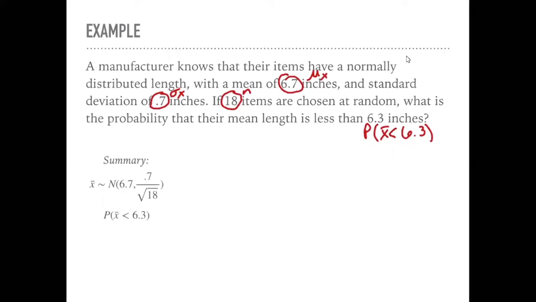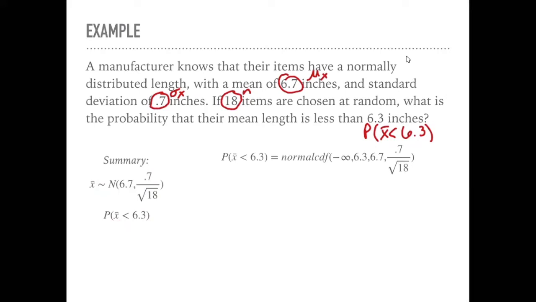So you'll see some notation over here. We're saying that X bar is distributed, that's what this squiggly line is saying. N stands for normal. And we have 6.7 for our mean and 0.7 divided by square root of 18 for our standard deviation. And we're looking for the probability that X bar is less than 6.3. So we can go ahead and use our calculator for this like we did back in chapter 6.